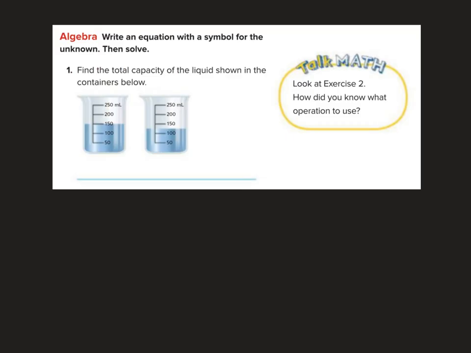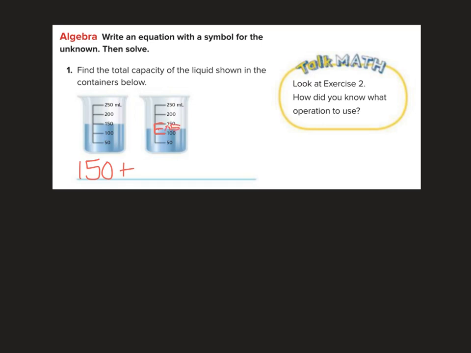Algebra: write an equation with a symbol for the unknown, then solve. Find the total capacity of the liquid shown in the containers below. So here I have to do 150 plus. Now I notice this is halfway between 100 and 150. Here I'm going up by 50s. So if I cut 50 in half, I'd get 25.